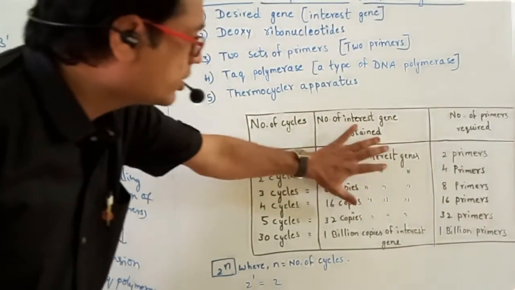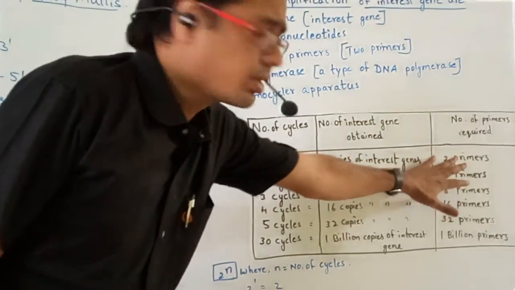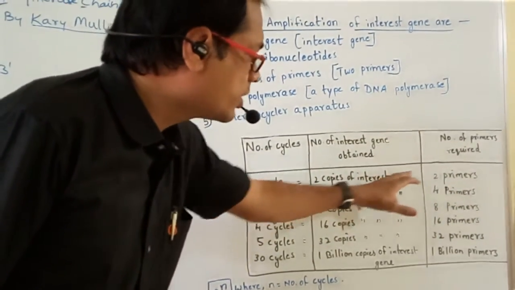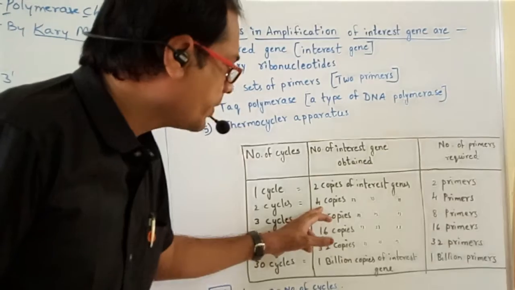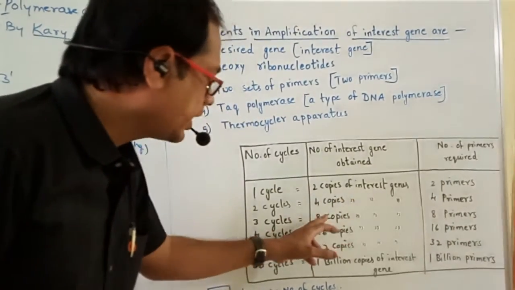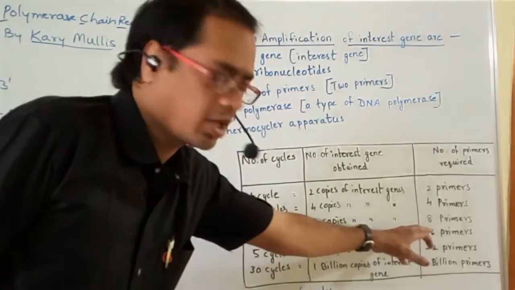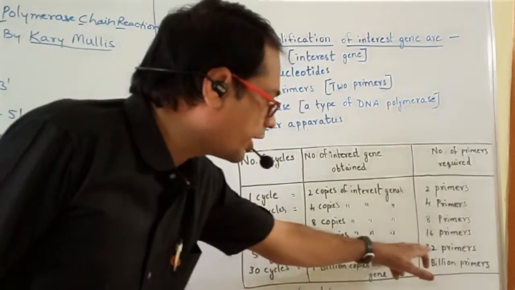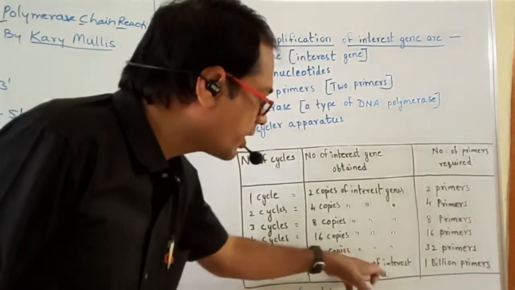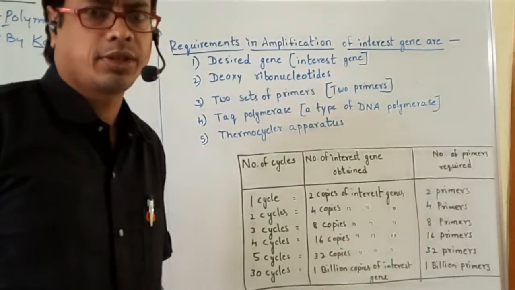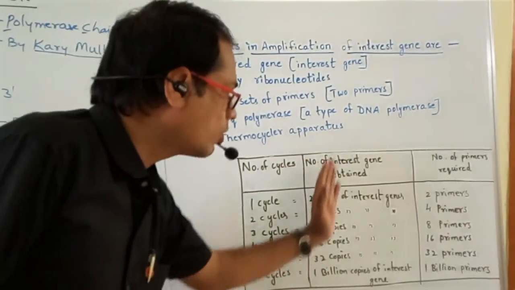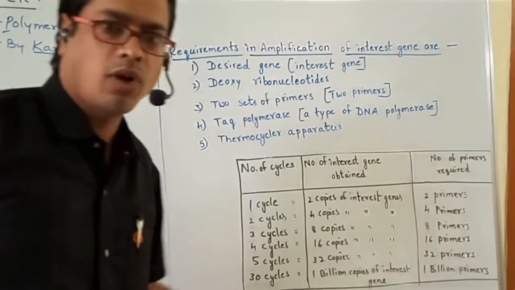Number of interest genes is equal to number of primers. 2 copies of interest genes means 2 primers. 4 copies means 4 primers. 8 copies formed means 8 primers. 16 copies means 16 primers. 32 copies means 32. 1 billion copies of interest genes means 1 billion primers. So number of interest genes is equal to number of primers required.